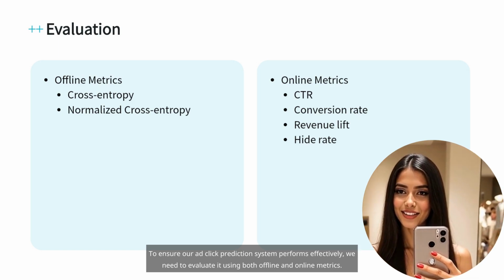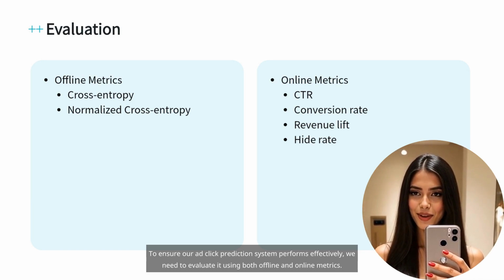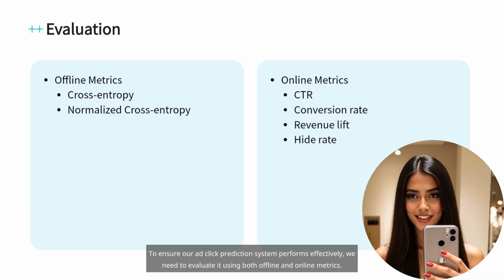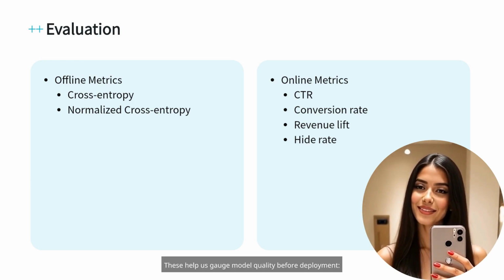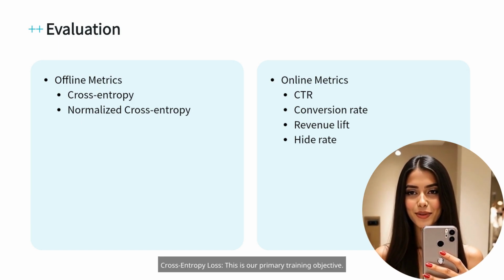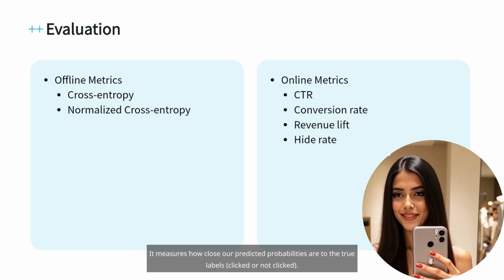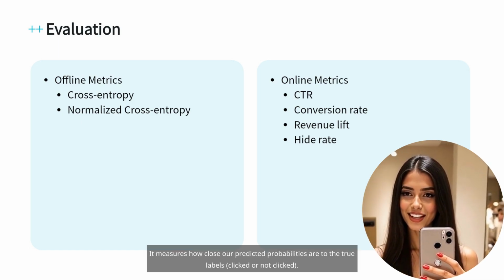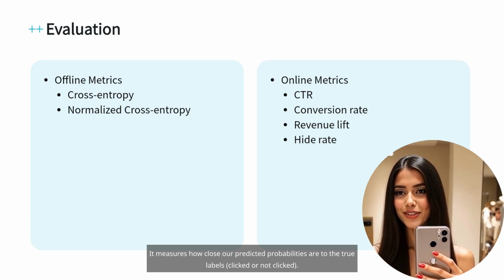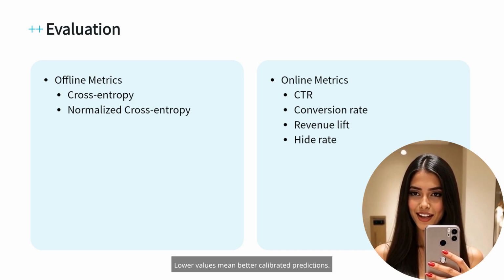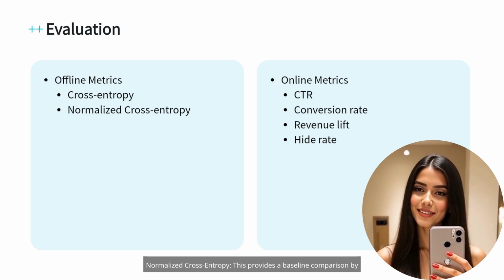To ensure our ad click prediction system performs effectively, we need to evaluate it using both offline and online metrics. Offline metrics help us gauge model quality before deployment. Cross-entropy loss is our primary training objective. It measures how close our predicted probabilities are to the true labels, clicked or not clicked. Lower values mean better calibrated predictions.